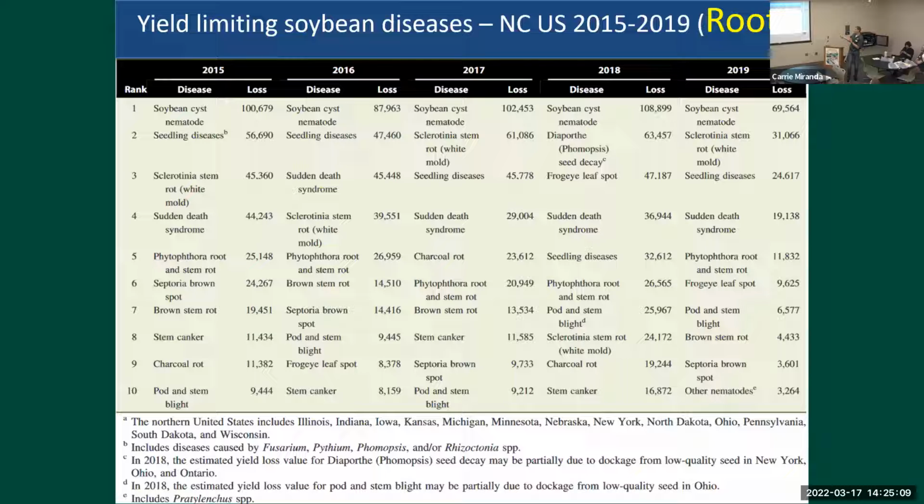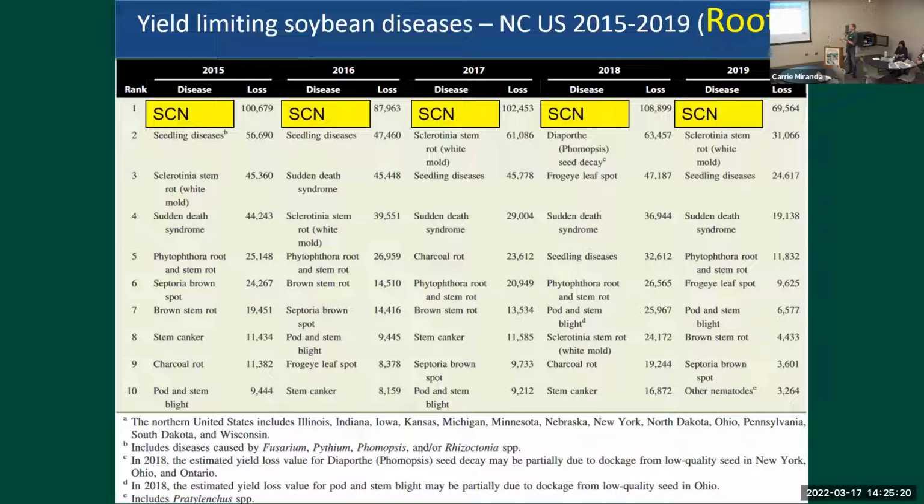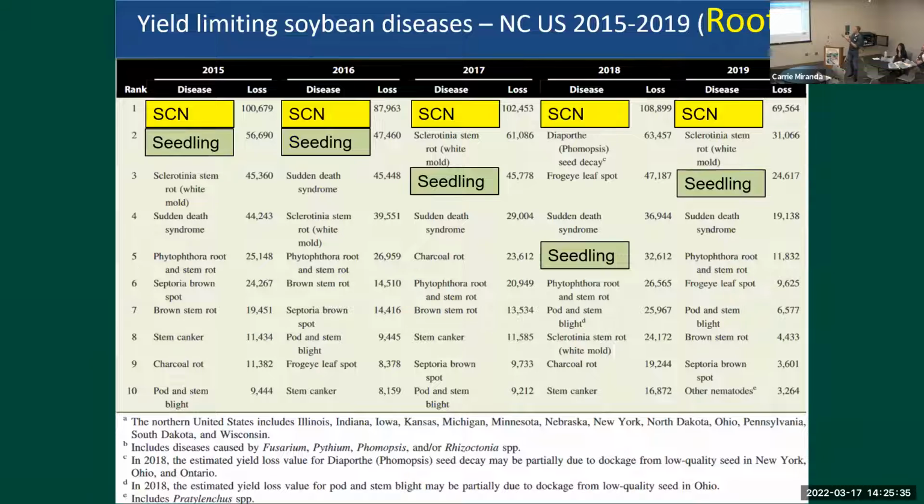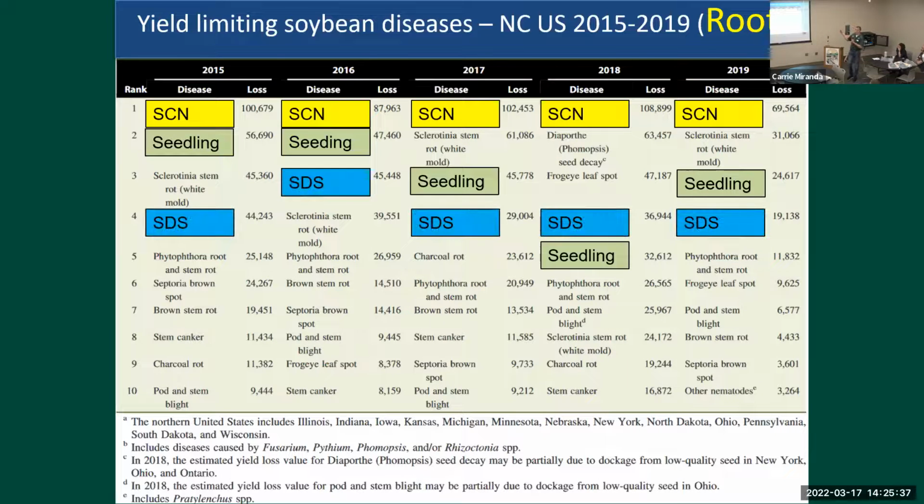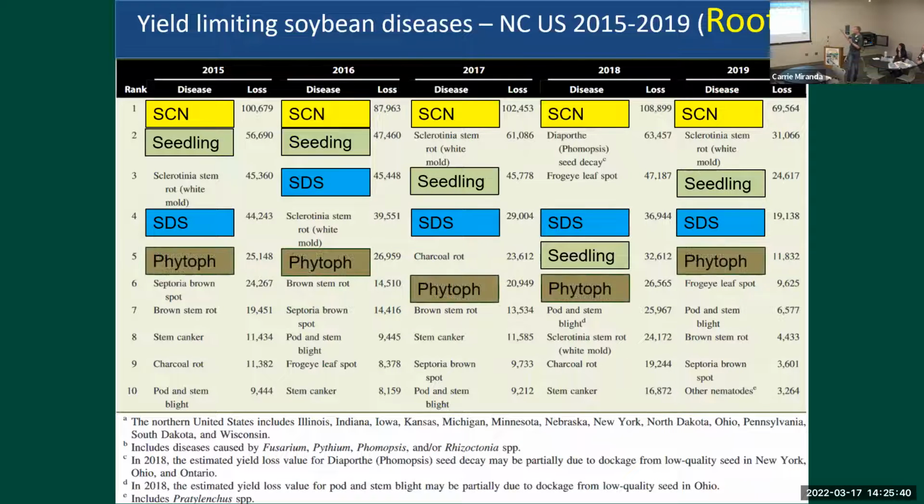And I also want to break it up by location of infection. So I'm breaking it up by root diseases, stem diseases, and foliar or leaf diseases. Number one across the board, SCN, soybean cyst nematode. I'm going to talk about that briefly, although we did have a student presentation, Kamal, who did a great job. He explained it a little bit. And then seedling diseases, SDS, which I'm also going to reference, and then Phytophthora, which is very similar to seedling diseases.